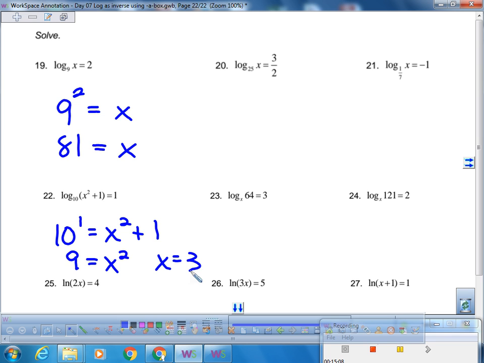Nick? Well, let's go back to it. If this was negative 3, it goes back to this, right, the graph. X can't be a negative number, right? It's got to be a positive number.